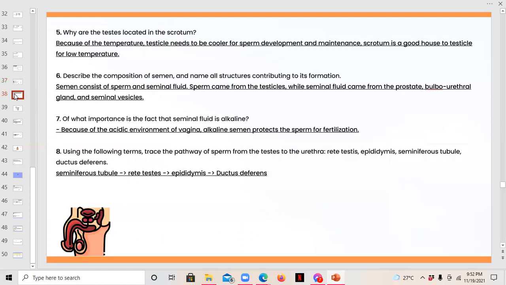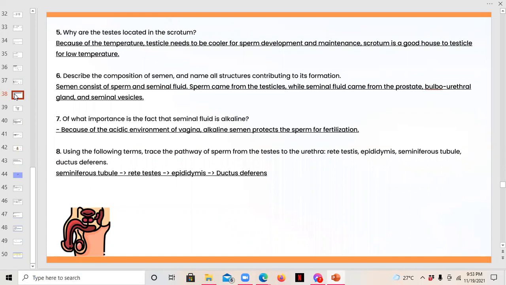Number 5. Why are the testes located in the scrotum? Because of temperature, the testicle needs to be cooler for sperm development and maintenance. The scrotum is a good house for the testicle for low temperature.